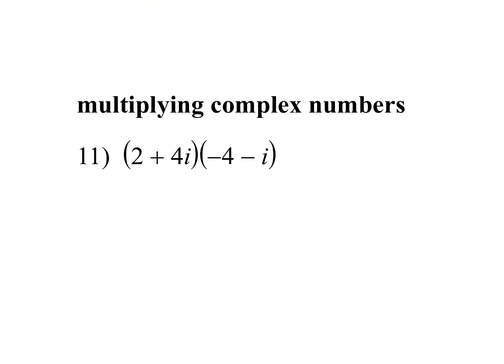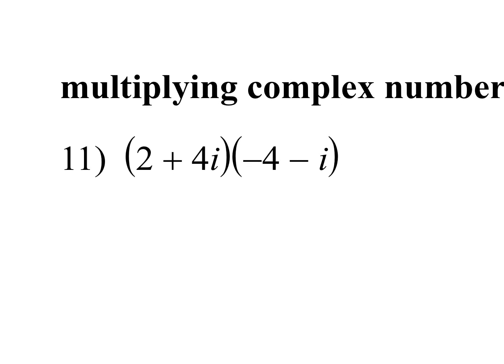We're multiplying. So what do I have to do if I have two numbers times two numbers? FOIL. So I have to FOIL. Multiply the firsts together. What are my firsts here? What are the first ones that I multiply? 2 and negative 4. So what's 2 times negative 4?